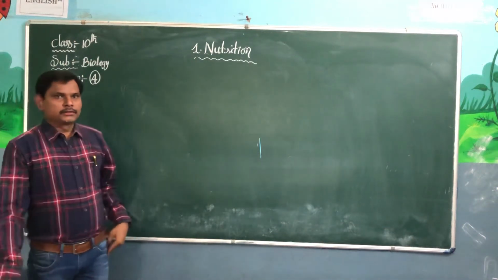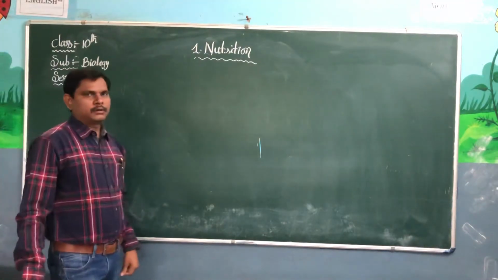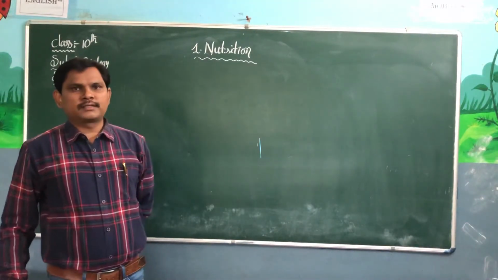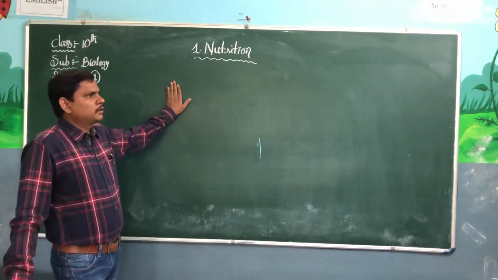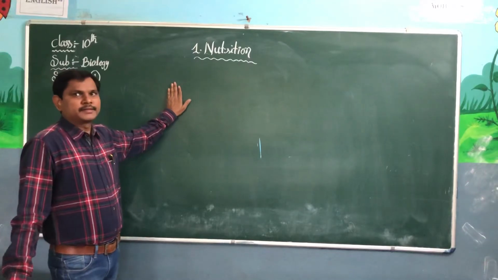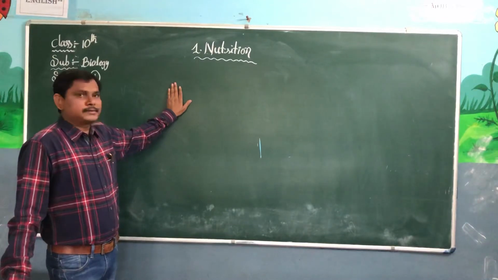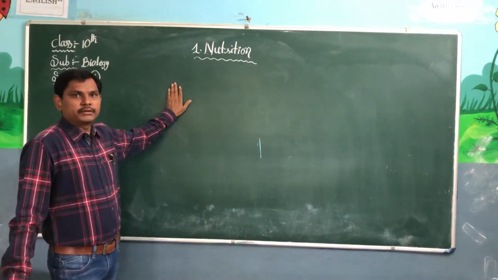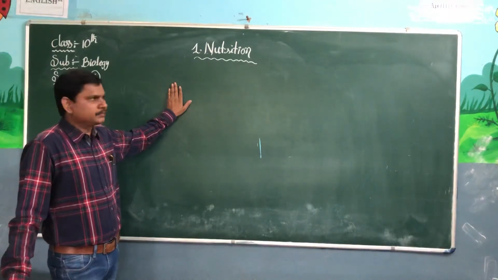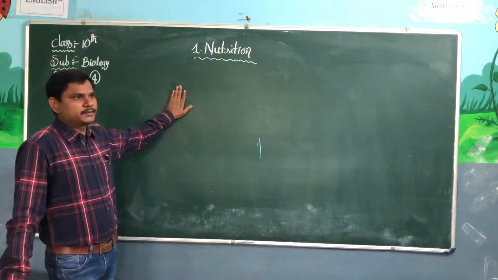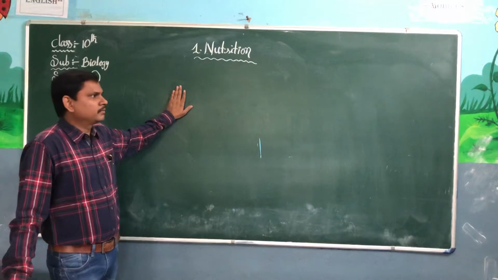Hi. Today we are going to start session 4, biology, 10th class, first lesson: nutrition. In last class we discussed that carbon dioxide is essential for photosynthesis, and that oxygen is produced during photosynthesis, like the hydrilla plant experiment. Today in class we are going to discuss one more activity.